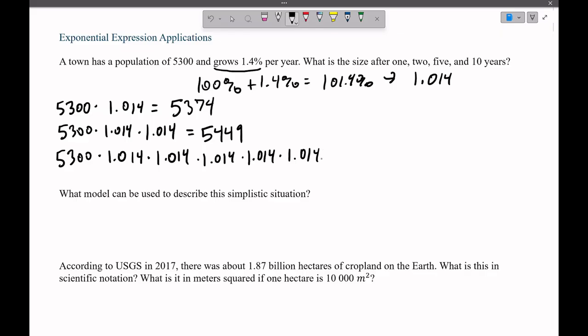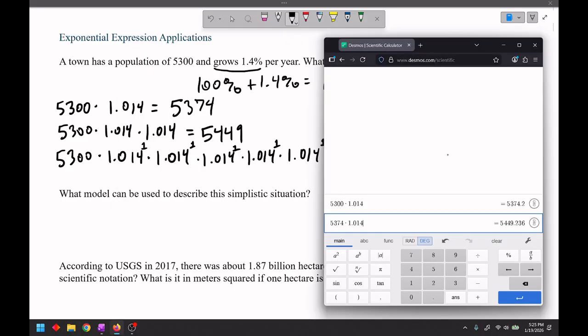But we can use rules of exponents here to make it a little bit clearer what we're talking about. These are all just to the first power because they're all just multiplying by the number itself. So we can always put a power of 1 on any number. And we are multiplying like bases. So by rules of exponents, if you multiply like bases, you can add the exponents together. The 5300 is not part of this. We're only combining these like bases of 1.014. And we're going to add the exponents, so it's going to be 1 plus 1 plus 1 plus 1 plus 1. So there's going to be 5 of them. And we can plug it into a calculator.